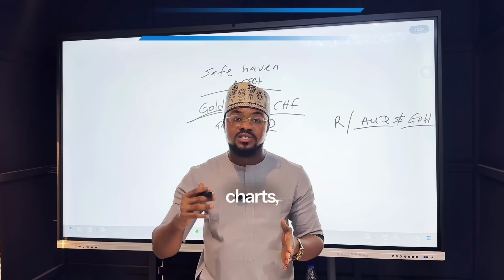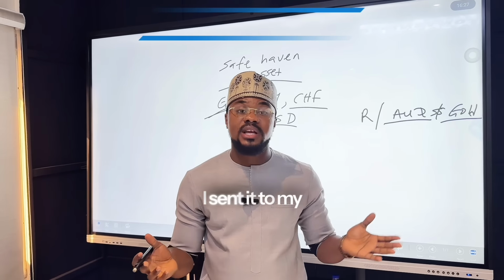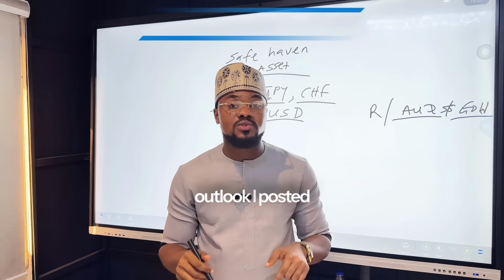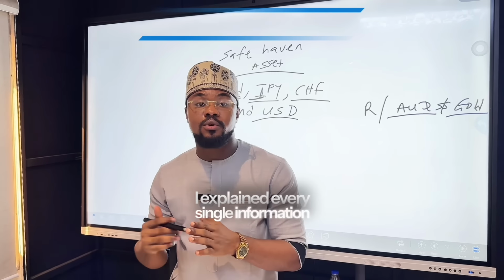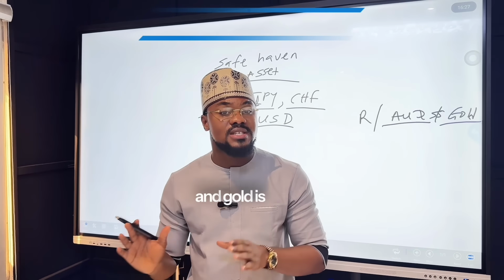Currently, if I head to the chart, you'll notice AUD is selling and gold is also selling. I sent it to my Telegram channel. If you're currently in my Telegram channel, check the daily outlook I posted today. I explained every single piece of information of what is going on and why AUD and gold are selling together.